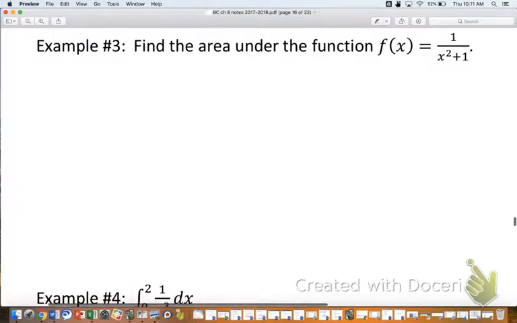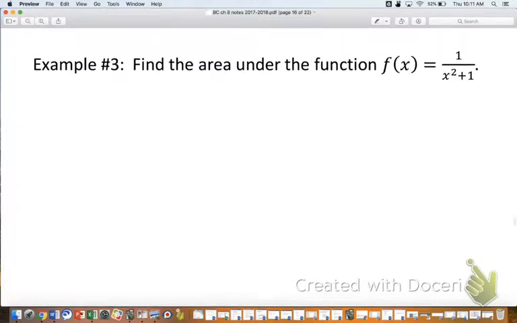Graph f of x equals 1 over x squared plus 1. You're going to need your calculator for a couple of pieces of this.